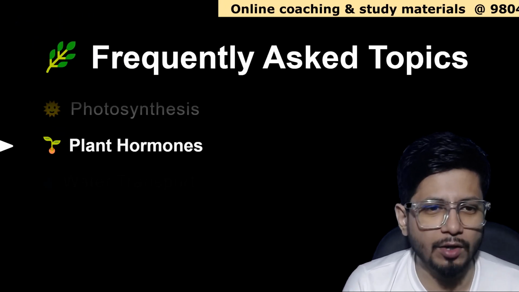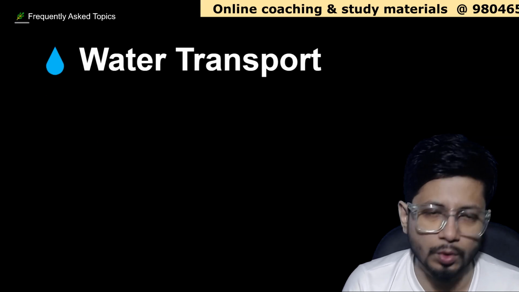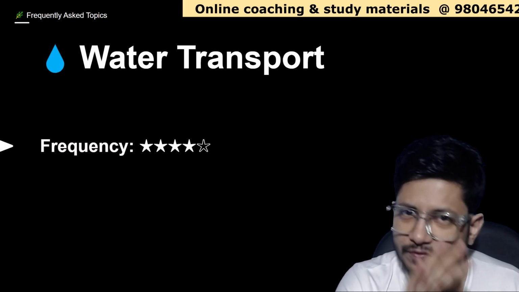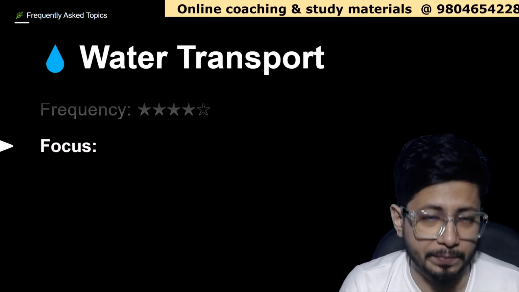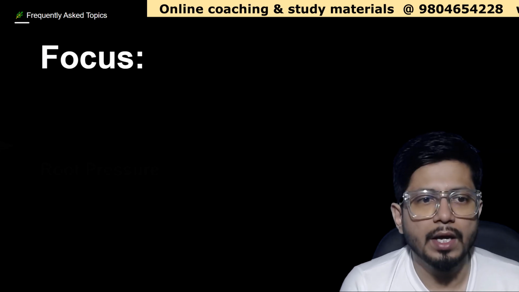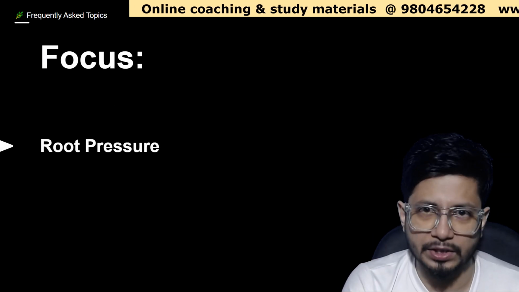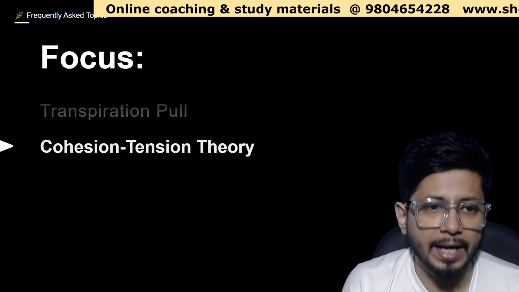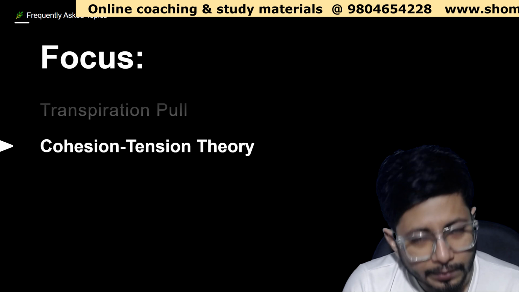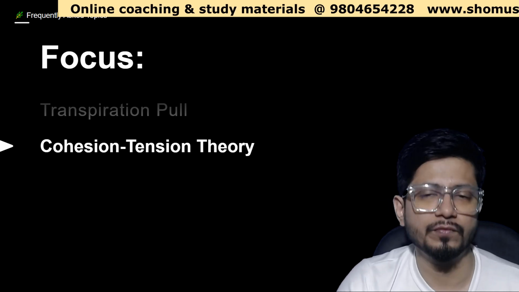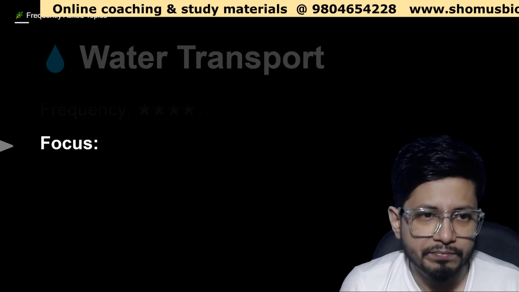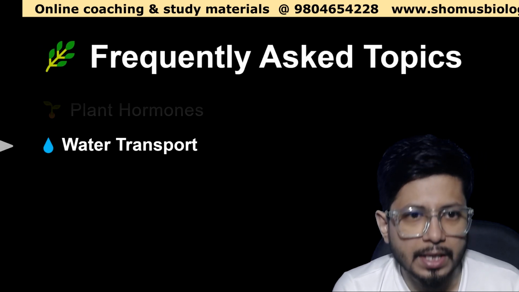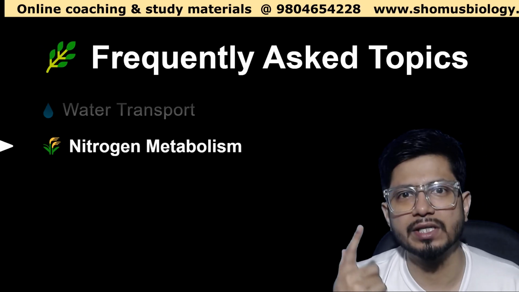Next, the third topic of importance is water transport, and its frequency is 4 star out of 5 in terms of repeated questions. It focuses on root pressure, the water potential in the root, the transpiration pull and also the cohesion tension theory. Based on that, the water movement from the soil to the top of the tree is the focus of water transport.